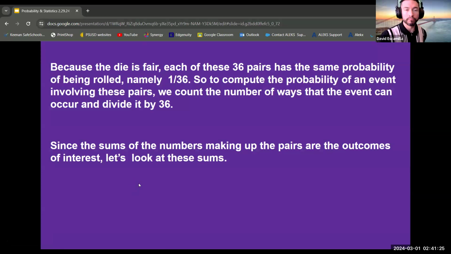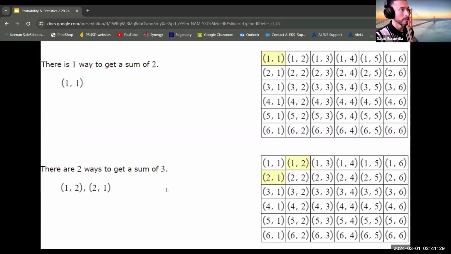So now that we understand the problem, we need to do the work. From that chart, I'm not bringing more charts, okay? I don't want you to get overwhelmed. This is the exact same chart. All I'm doing is highlighting the events that give us the sum of 2, or adding 1 plus 1 equals 2. There's only one. You can see it highlighted in yellow.